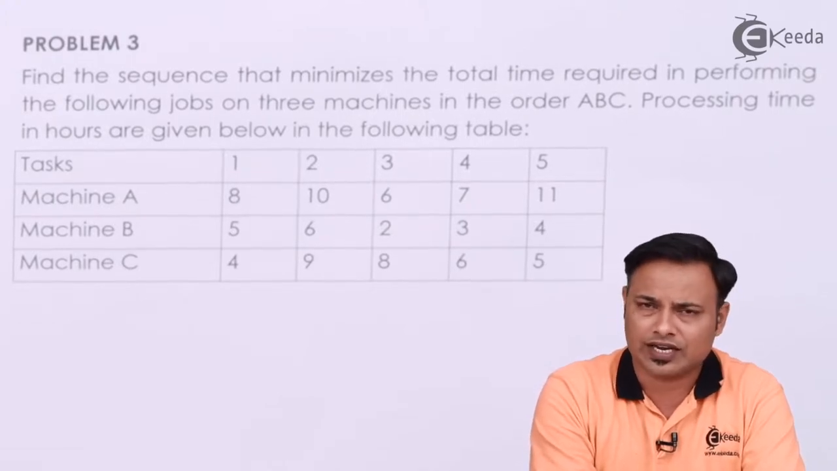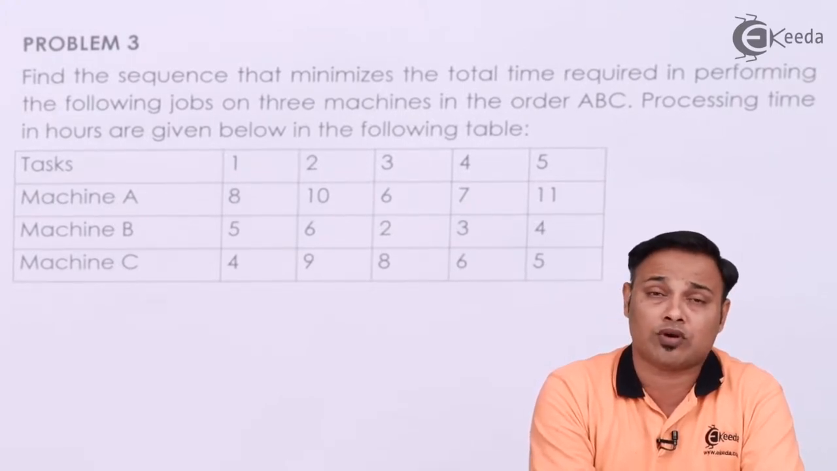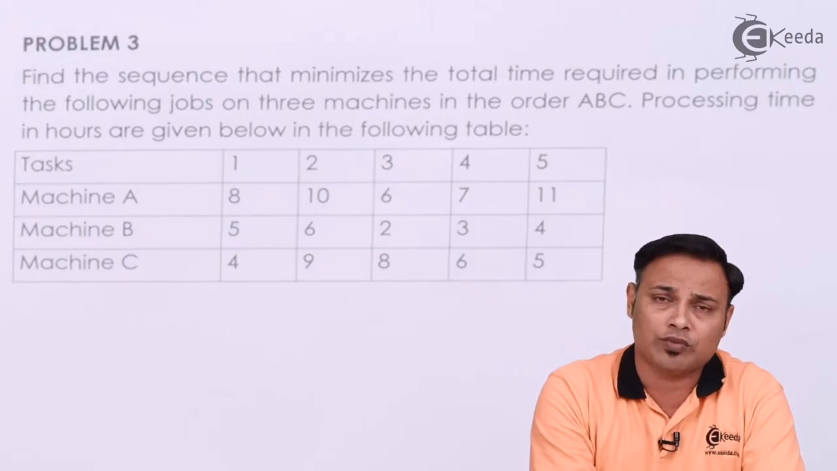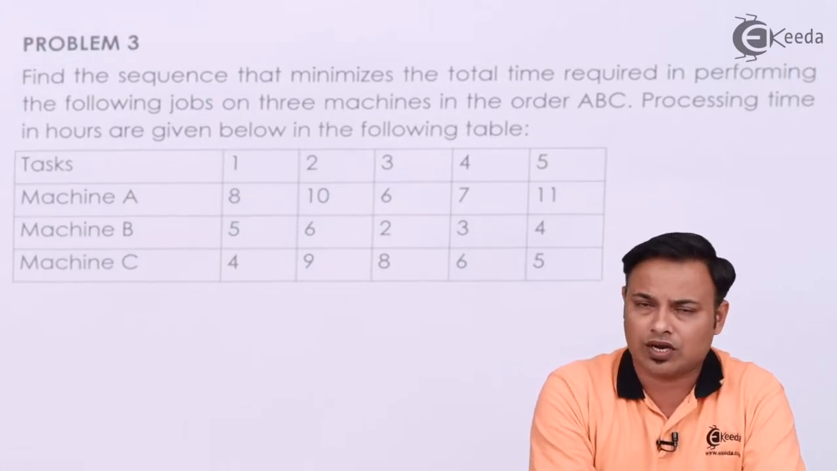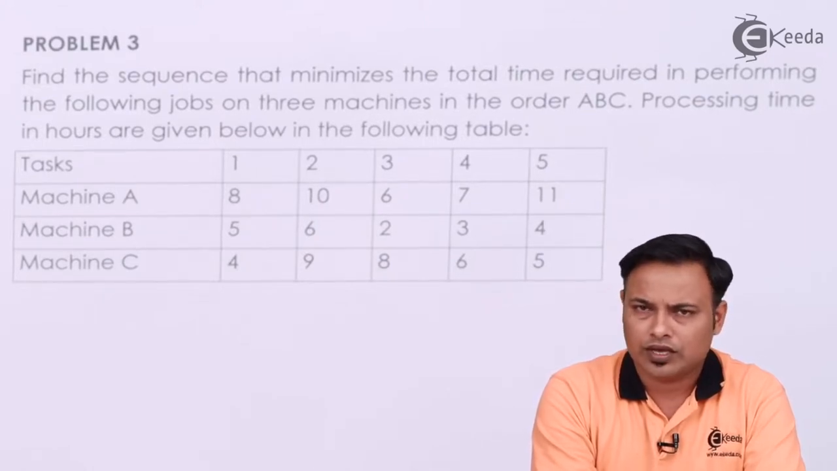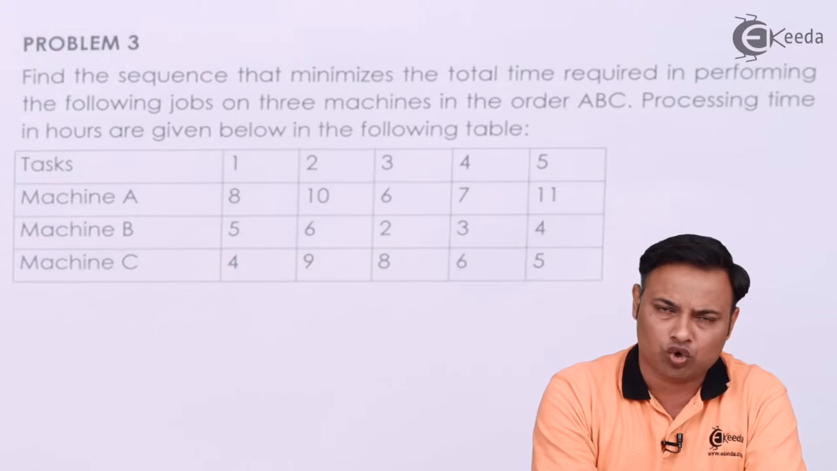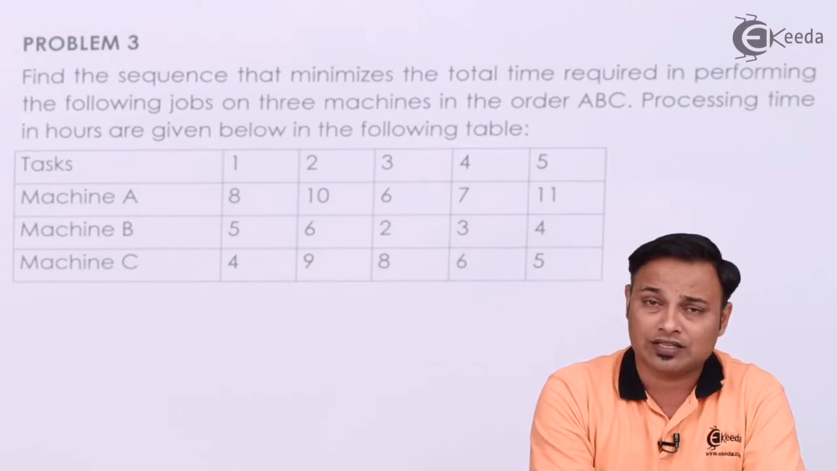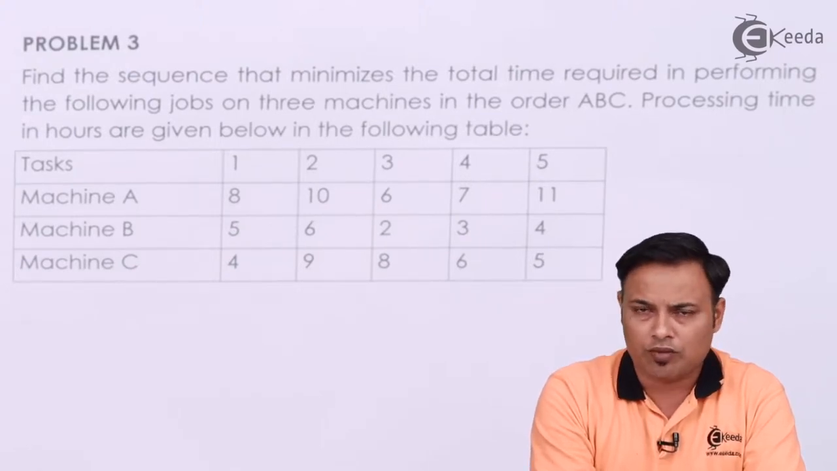So sequence decide karne ke liye mujhe pehle is problem ko convert karna hoga into a two machine problem. Isko two machine problem mein kaise convert karte, you know very well. We have learned this part in the introduction. I will just add the time of first two machines, 1 and 2, and then I will add the time of machine 2 and 3, and I will get the two machine problem for deciding only the sequence.